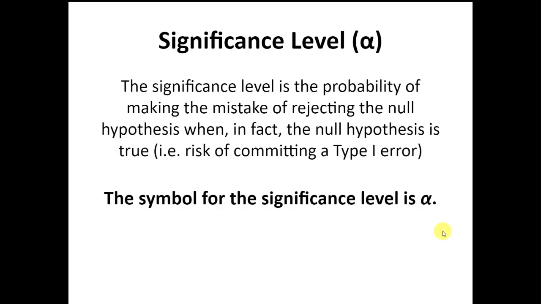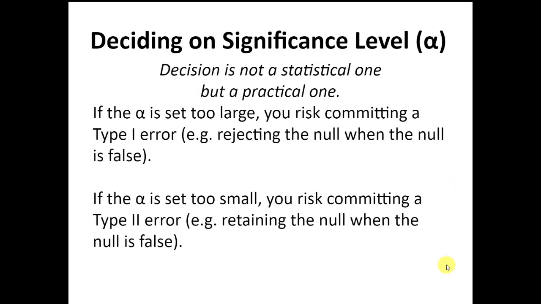Deciding how much you want to risk in making a type 1 error is called the significance level. It is the probability of making a mistake by rejecting the null hypothesis when the null hypothesis was actually true. So in other words, committing a type 1 error. You falsely rejected the null. The symbol for the significance level is the lowercase Greek alpha, which looks like a little fish, kind of. Deciding on the significance level, alpha, is really just a practical decision.